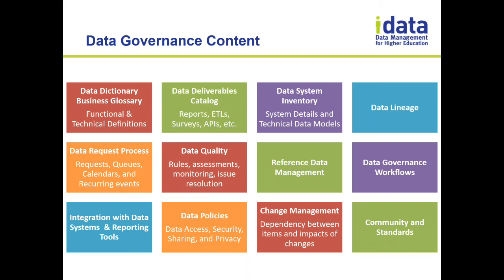But data policies is the other real content piece. So this is where you might be documenting your data access to your data system, security, what your data sharing agreements and policies are, privacy codes, what they mean, right? And these also might be attributes that are tied to your data system inventory or to your business glossary, right? So if you have a policy around what privacy codes are and what they mean and what they apply to, then you can actually tag the specific business glossary items and the specific data system items with those privacy codes.